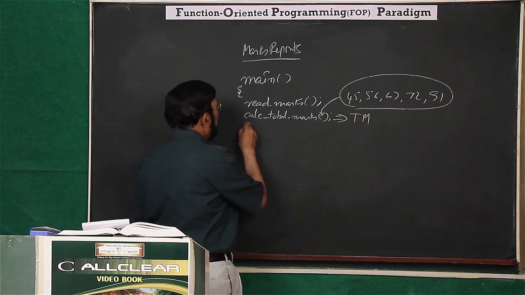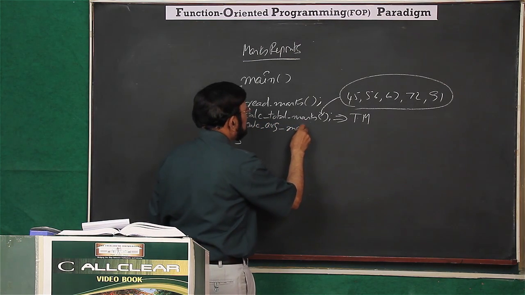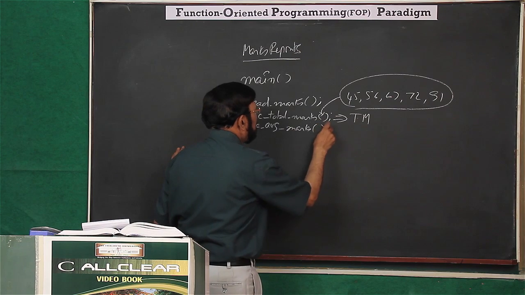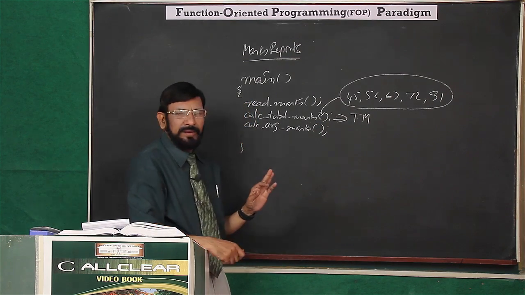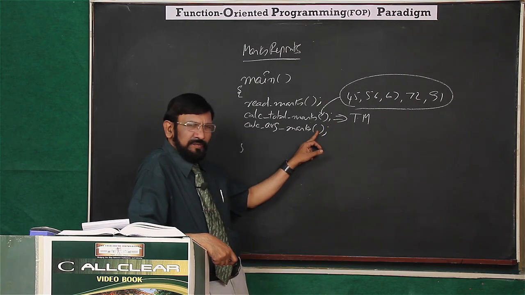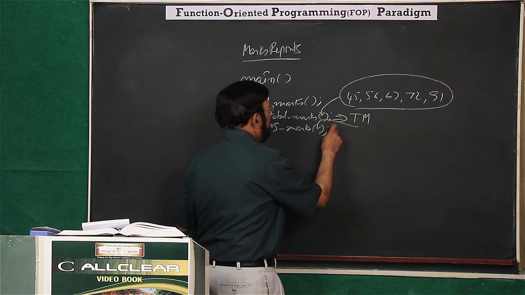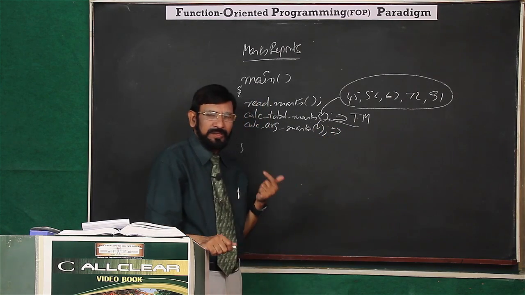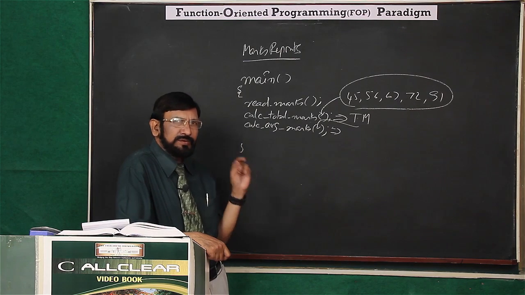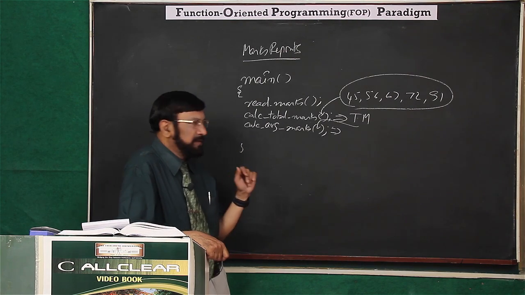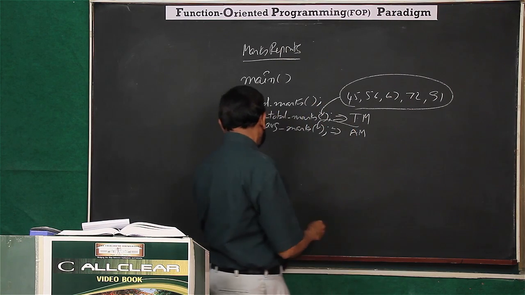Next, calculate average marks. Thinking in the mathematical angle, what is its input? Its input is total marks. What does it output by using a mathematical formula? How can you calculate average marks? Average marks is equal to total marks divided by 5. Then what does it return? Average marks. Okay.